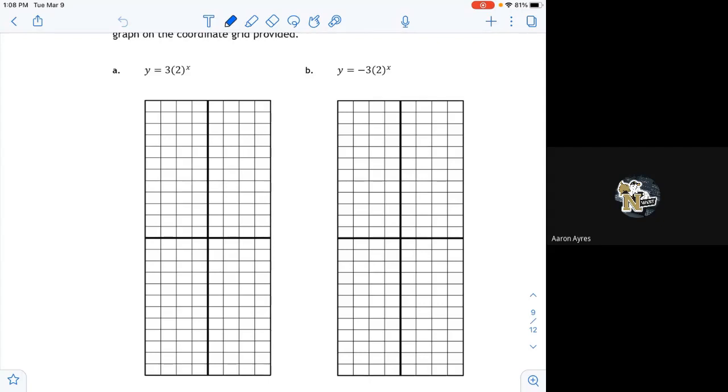I'm just going to put it in here real quick. So it becomes 3 times 2 to the 0 power. 2 to the 0 power is 1. So this becomes 3 times 1, and that becomes 3, correct? So the ordered pair would be (0, 3), because x was 0. Are we on the same page?